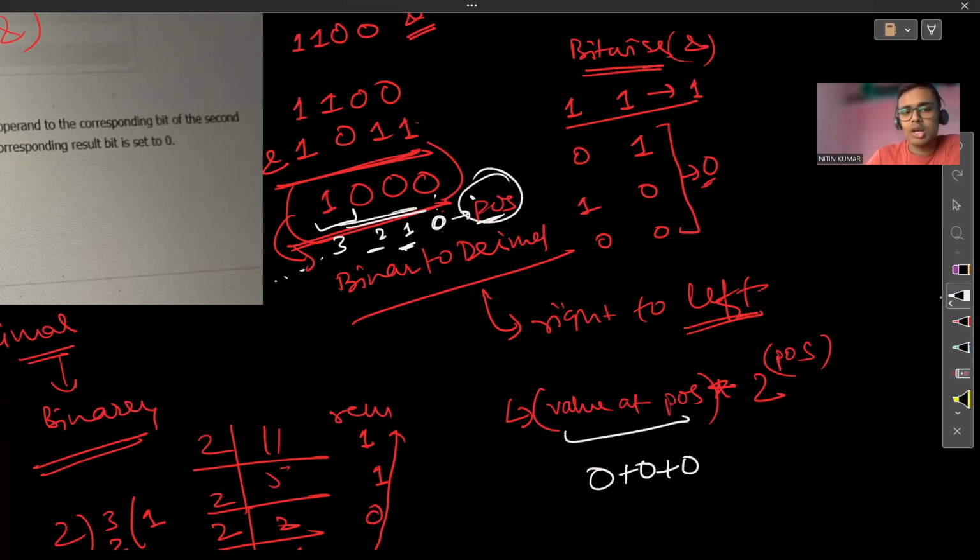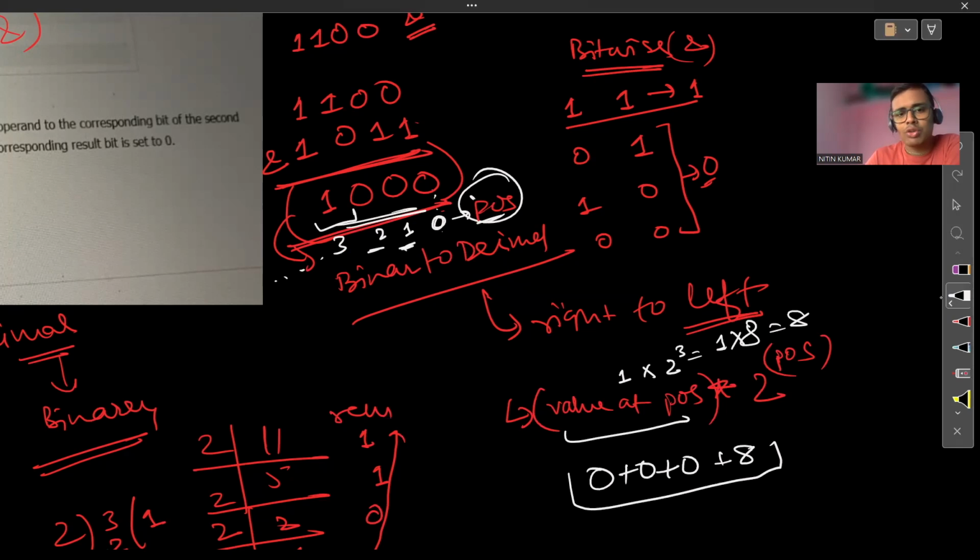Now when we come to this third position, this position has value 1. So we get 1 into 2 to the power of the position, which is 3. 2 to the power 3 is 8. So 1 into 8 will be 8. Now we add the values of every position, and we get the value 8. So this is the decimal form of 1000. I hope you understood how we convert a number from binary to decimal and decimal to binary.